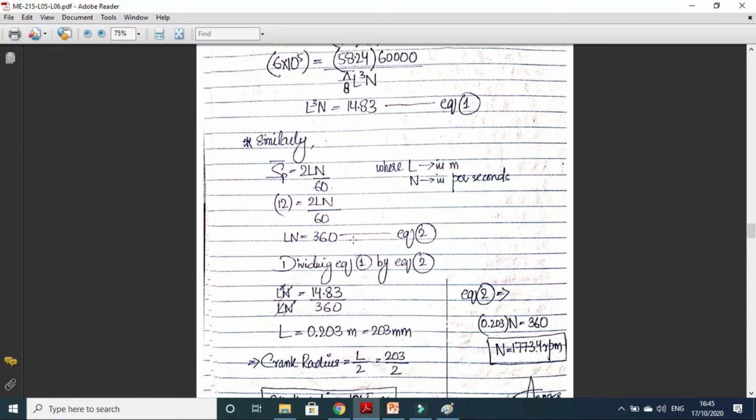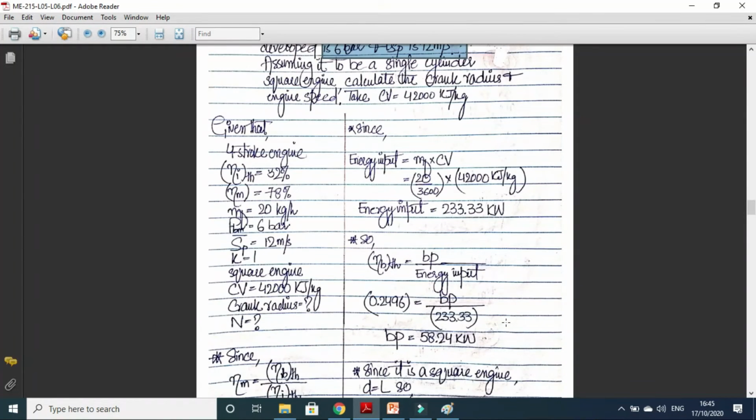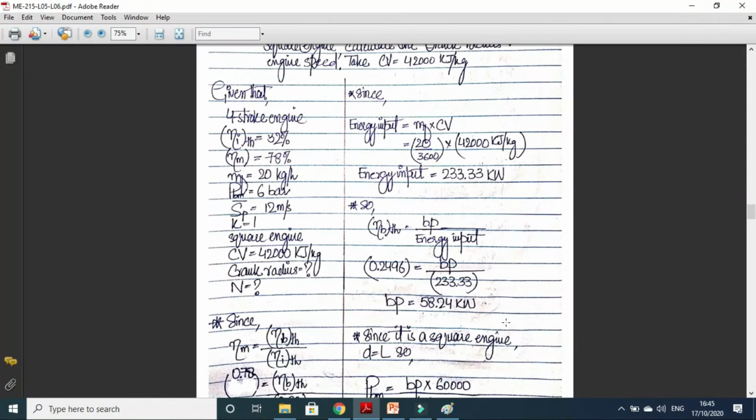So now you have two equations, two unknowns. You can solve equation number 1 and equation 2 simultaneously, and you will get L and you will get N. And if you divide L by 2, this will be the crank radius. So crank radius was required and RPM was required. So this was a pretty simple numerical if you know the formulas.